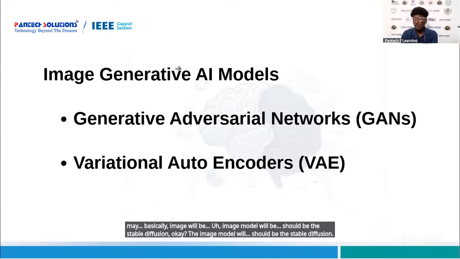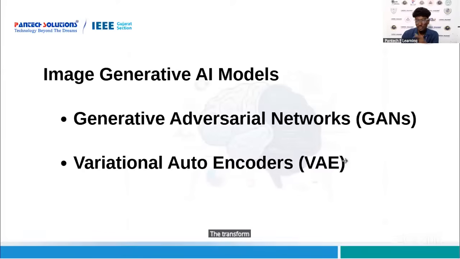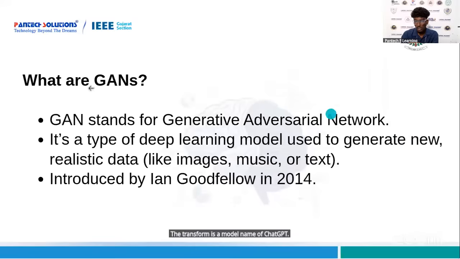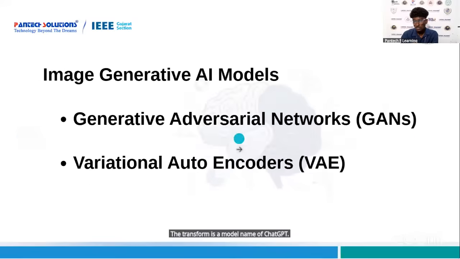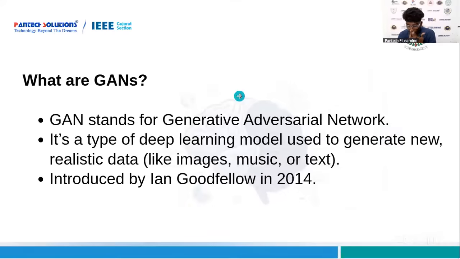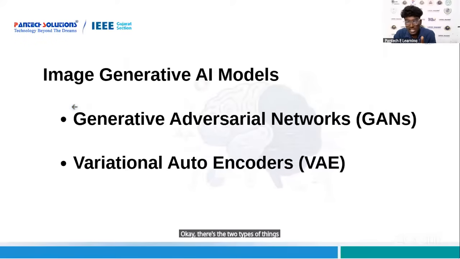Inside stable diffusion we have two concepts, that is GAN and VAE. But ChatGPT is based on transformers. The transformer is the model name behind ChatGPT. So there are two types of things: one is GAN and the other is VAE.